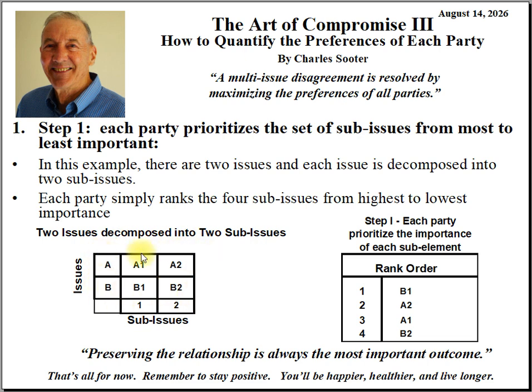These elements are going to be divided amongst the 2 parties based upon their relative preference. The first step is for each party to prioritize the importance of each of these 4 elements from lowest to highest. So this is for person or party number 1. They've ranked B2 the least important, A1 the next, A2 the next, and B1 as the most important.